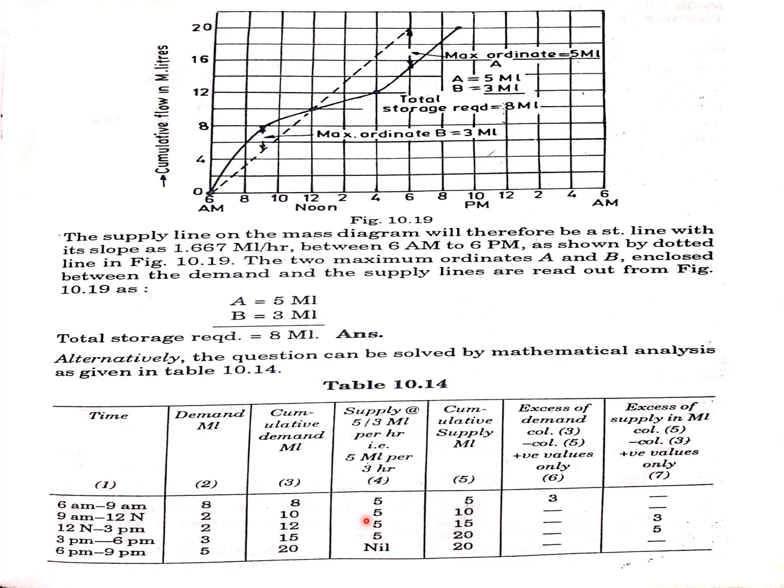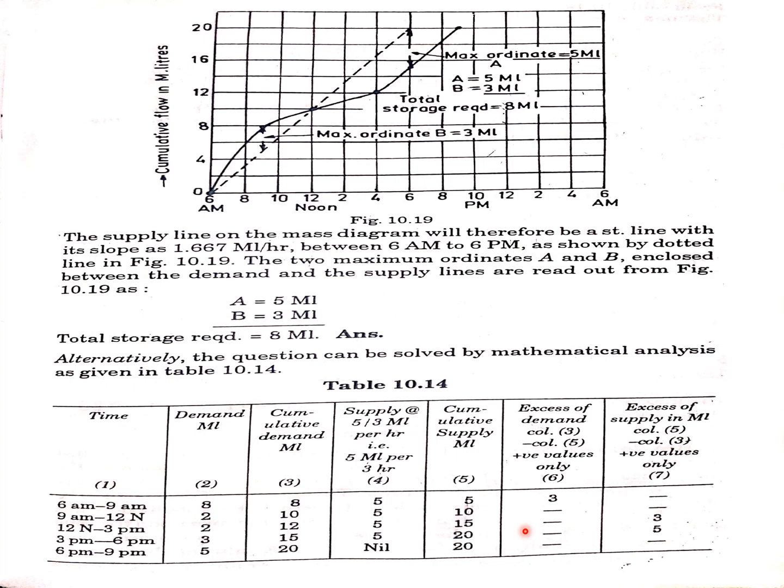So from the cumulative we can subtract: 5 minus 5 is 0, either plus or minus. So 10 minus 5, 10 minus 10, 15 minus 12, 20 minus 15, 20 minus 10. So when we do this we can calculate the maximum positive and maximum negative. So 5 plus 3 is 8. Do you understand what we are doing? We keep the supply constant at 5, 5, take the demand and make it cumulative.